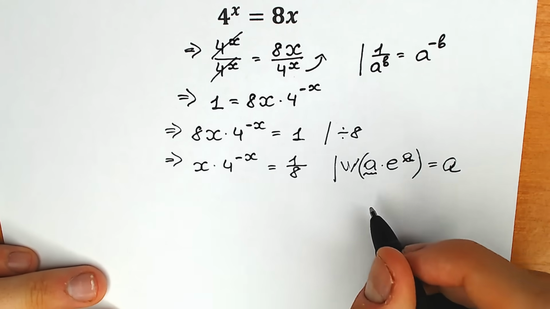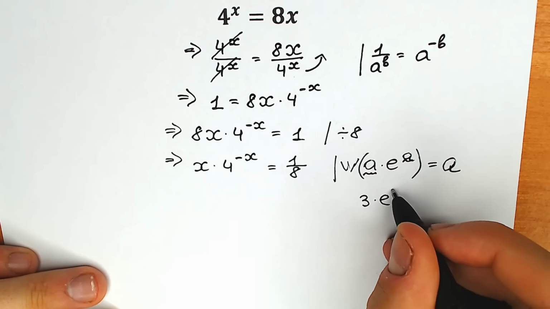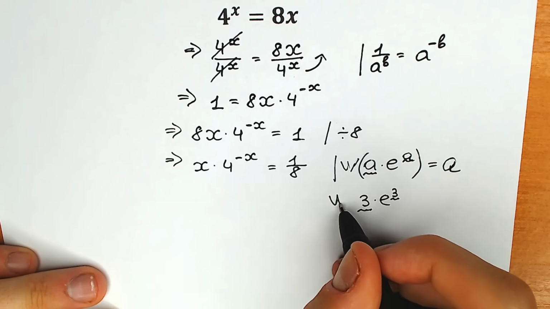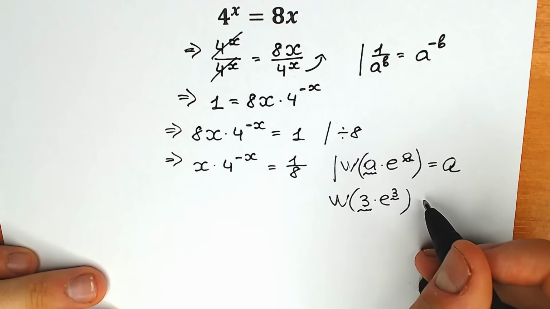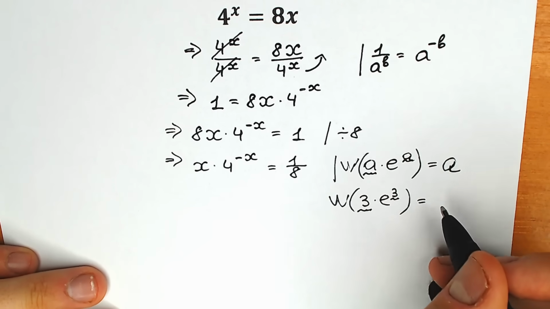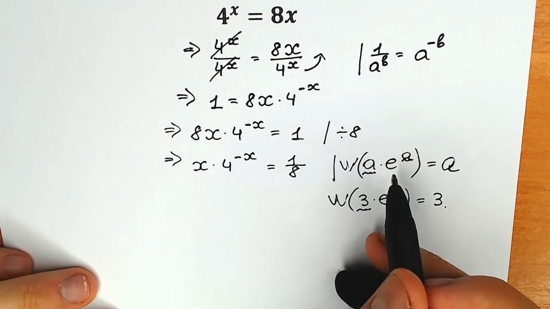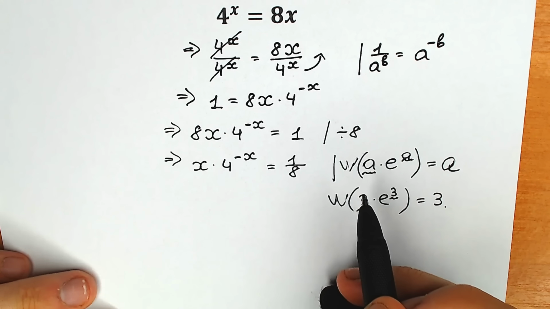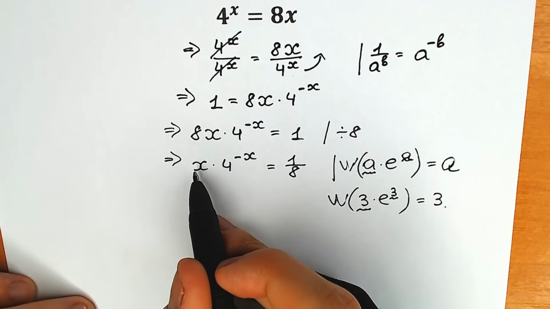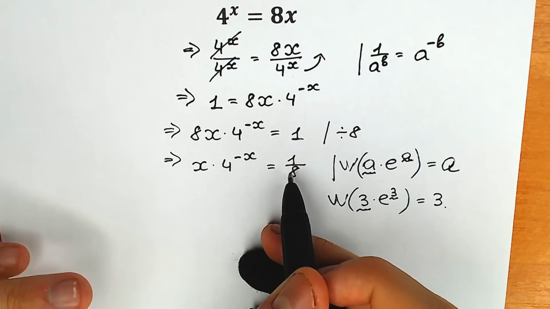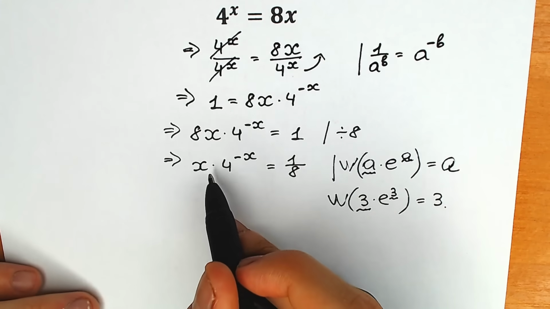For example, we have 3 times e to the power 3. Same expression right here, same expression right here, so we can easily apply the Lambert W function, and as a result we have only our a, but a equals 3, so we have 3. The main thing is to create this structure, a times e to the power a. So let's look closely at our expression because we need to create this structure on our left side. It's impossible to create it on the right side, but let's do this on the left side.